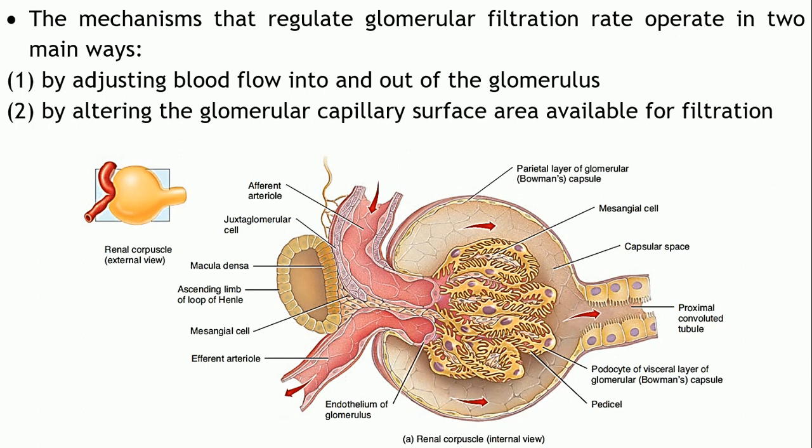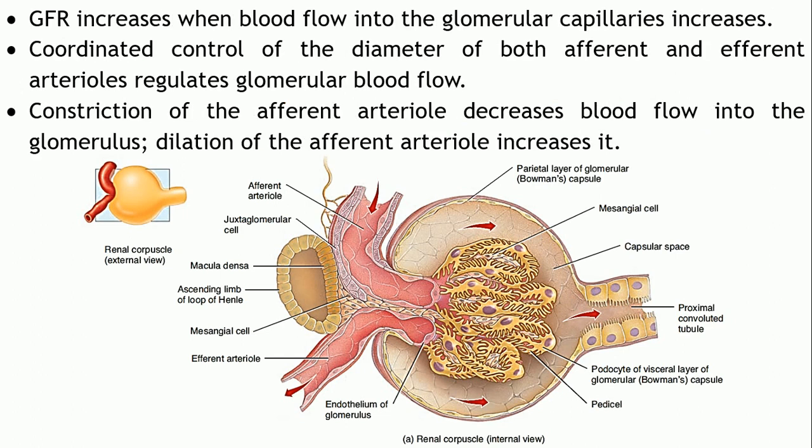There are two mechanisms which regulate this glomerular filtration rate. The first is adjusting the blood flow into and out of the glomerulus. That will determine how much blood is flowing through, which determines the pressure differences and the glomerular filtration rate. And the second mechanism is altering the glomerular capillary surface area which is available for filtration. Obviously when the surface area changes, filtration will also change, right? The smaller the surface area, the slower the rate of filtration. So these are the two main ways by which the GFR can be adjusted.